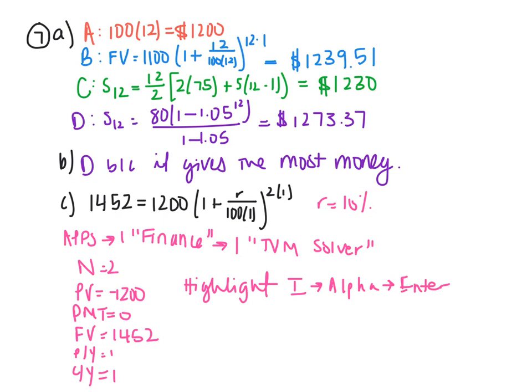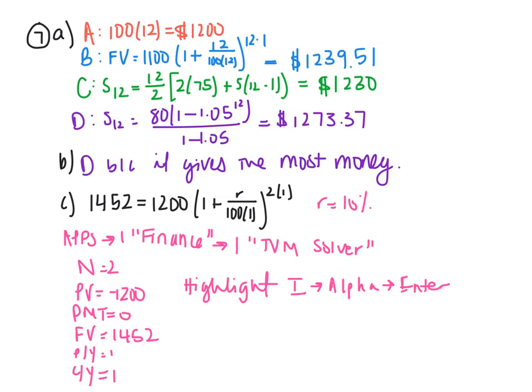Part C, or option C, is arithmetic. It's $75 on the first month and then an extra $5 more every month. So I use the arithmetic sum formula, n divided by 2, where n is 12, 2 times the first term, which is 75, plus the common difference of 5, times n of 12 minus 1, and you end up with $1,230. You could have also done the math zero sum on this.